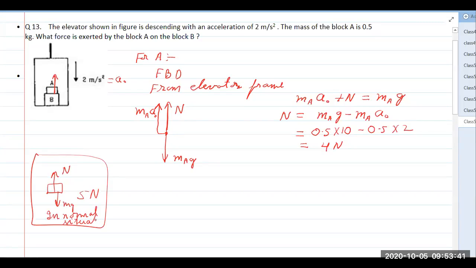But when the lift is accelerated, the force is less. So you can see the normal force from the ground has decreased. So what does it mean? The object A will feel lighter on object B. So the normal force has decreased, and that is due to the pseudo force.